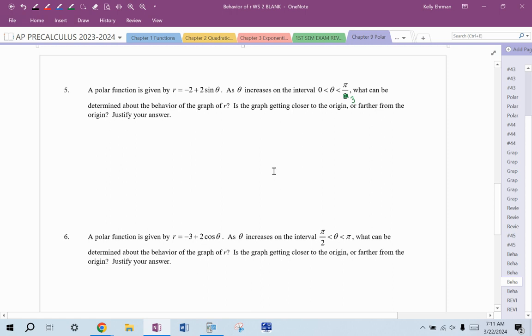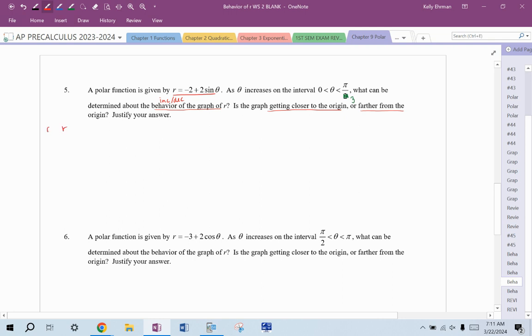Okay, last idea. A polar function is given by this equation. As theta increases on the interval 0 to pi over 3, what can be determined about the behavior of the graph? So behavior means is r increasing or decreasing? Is the graph getting closer to the origin or farther from the origin? Justify your answer. So the justification is going to be the signs matching thing. So is r increasing and positive? Is r decreasing and positive, etc.?